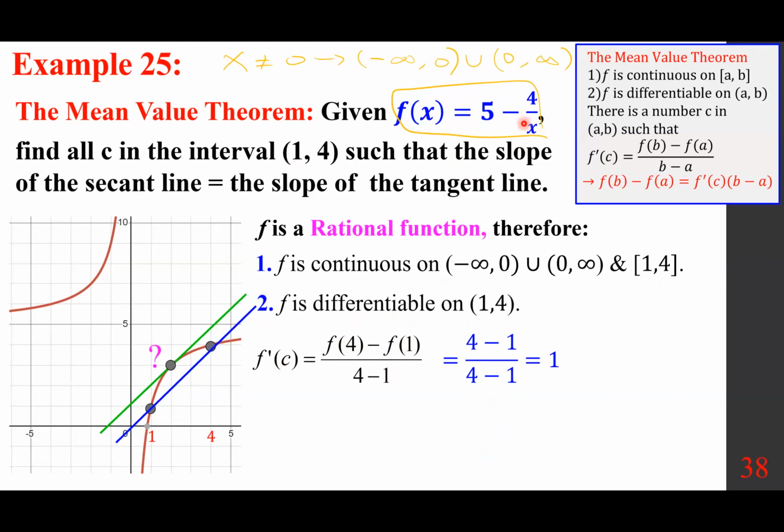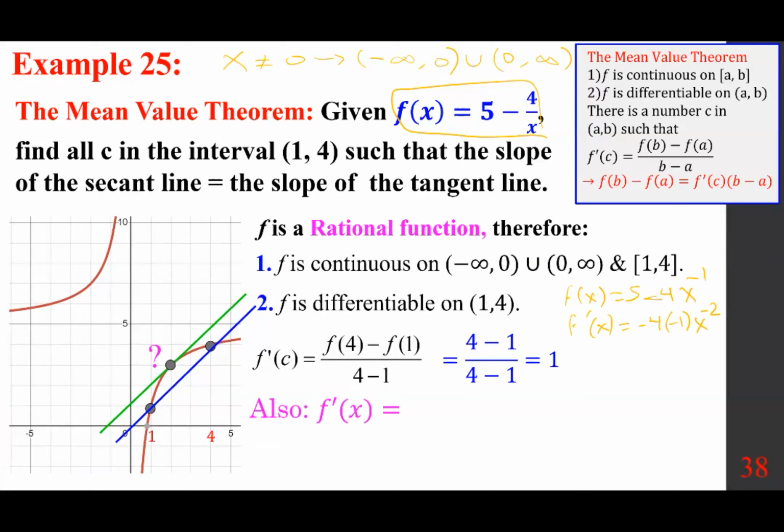Find x. So you have to find f prime of x. And f prime of x, I hope you see, is 4 over x squared. Let me just write this for you here, just in case. So f of x is 5 minus 4 x to the power of minus 1. So f prime is minus 4 times minus 1 times x to the power minus 2, or positive 4 over x squared. And we are going to set this equal to 1 to find x. Cross product, x squared equals 4, and x is plus or minus 2.